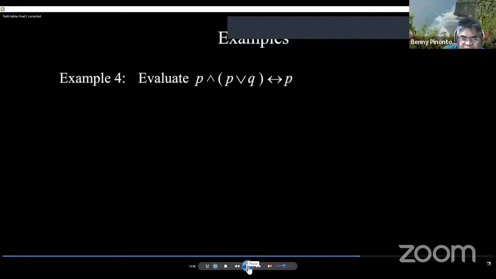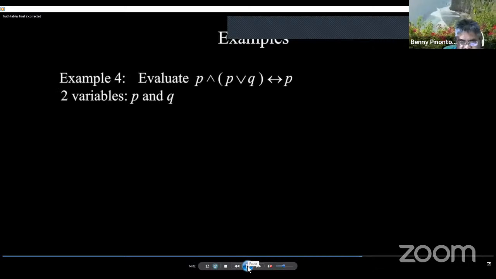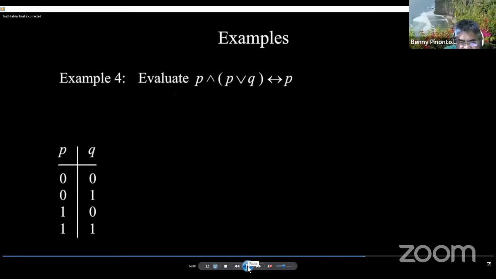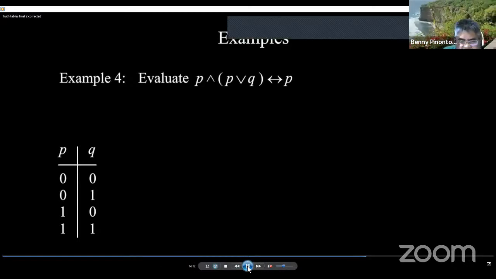Now we have this one. Again, there are just two variables, P and Q. So there's just gonna be this combination. And again, for P, you have 0, 0, and then 1, 1. And then for Q, you have 0, 1, 0, 1.